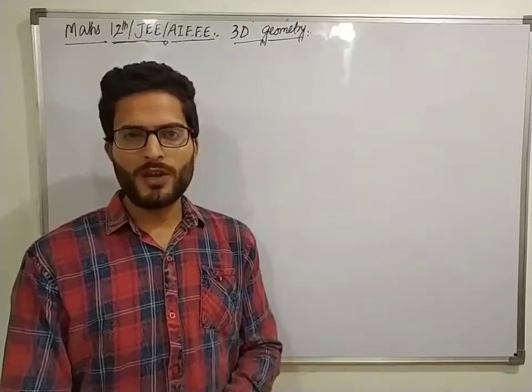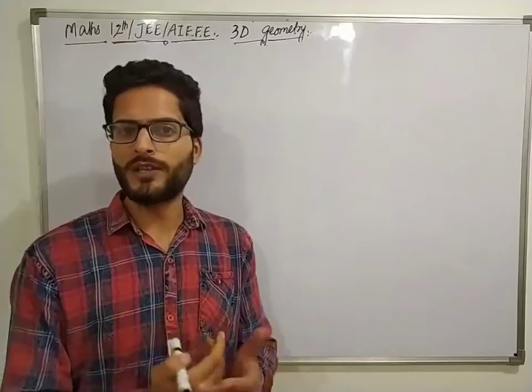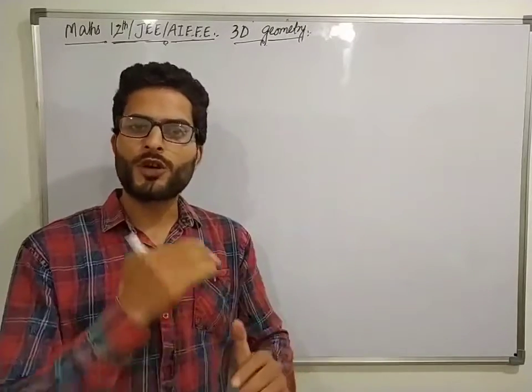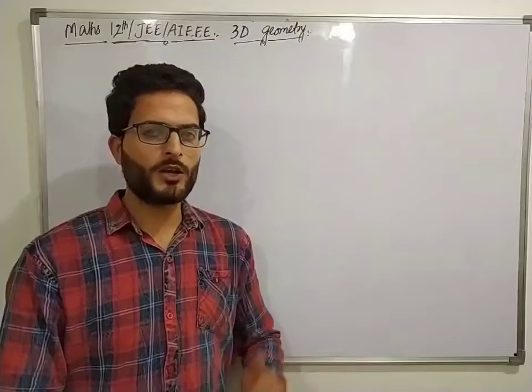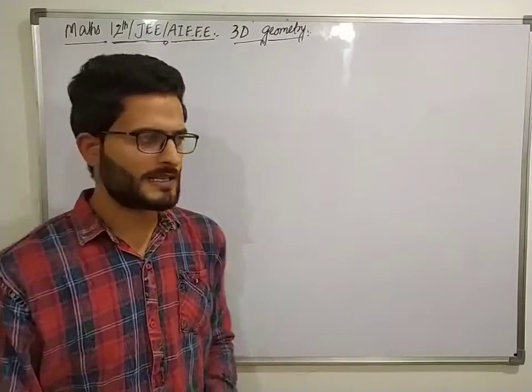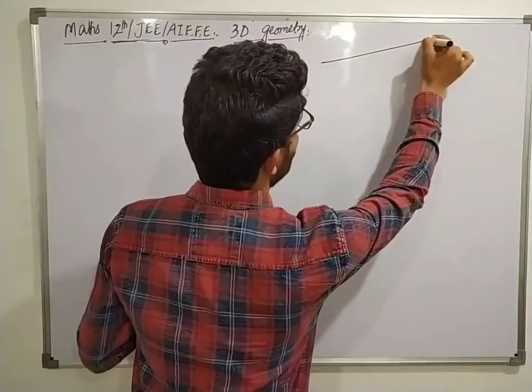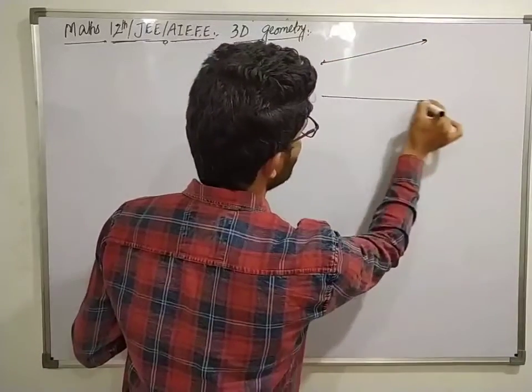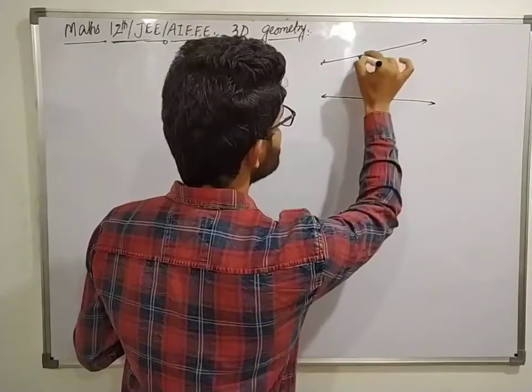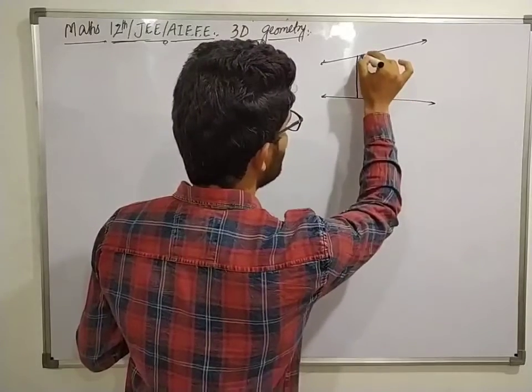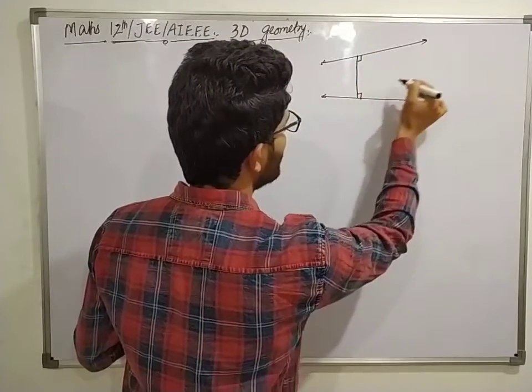In the previous class we discussed the shortest distance between two skew lines: the concept of skew lines, and the shortest distance between them, which we deduced and calculated. Means if you have two skew lines, line first like this and line second like this, then there exists a unique line segment which is perpendicular to both L1 and L2.